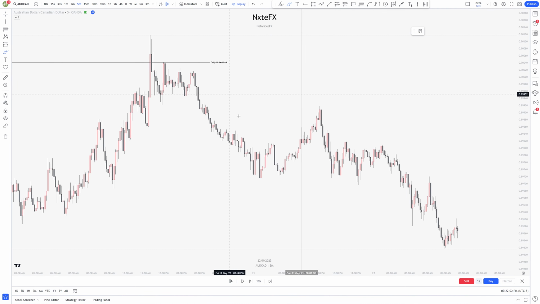Now, let's talk about what's happening here. So we have the daily order block. We come off the daily order block, show signs of bearish price action. Perfect. Now, as we want to get engaged, we want time on our side. As we're trading AUD CAD, we want to be trading within the Asian kill zone. Here, the Asia kill zone starts at 8 p.m.